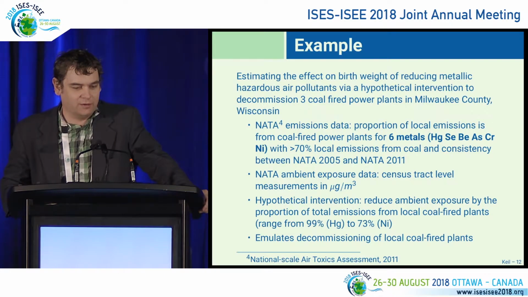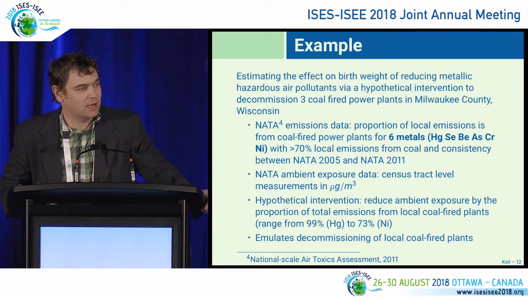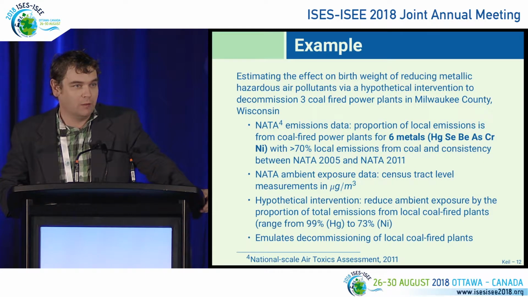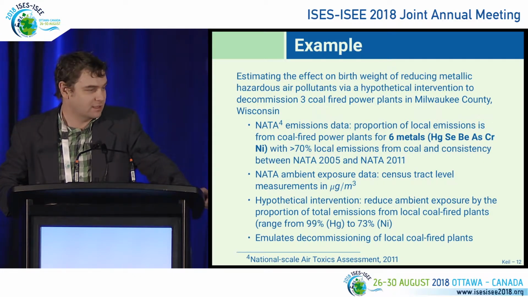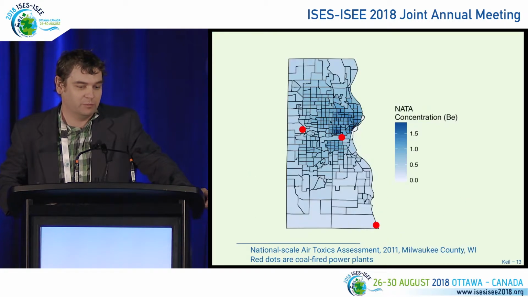So looking at a hypothetical intervention to reduce ambient exposure by the proportion of total emissions from the local coal-fired power plants. So the intervention we have in mind is what would happen if we turned off the power plant. We can't actually do that, and so the way that we operationalize that is by decreasing each of these 6 metals by the proportion of emissions from the coal-fired power plant. So, for example, nickel, 73% of the local emissions came from coal-fired power plants, and so the proposed intervention there is to decrease nickel by 73%. And the hope is that this emulates decommissioning of the local coal-fired power plants.